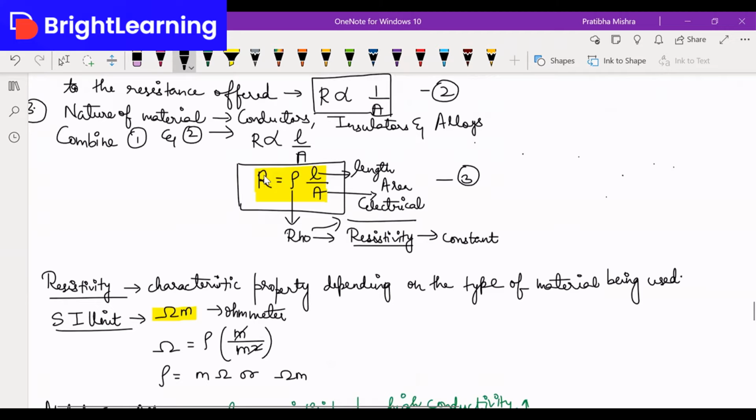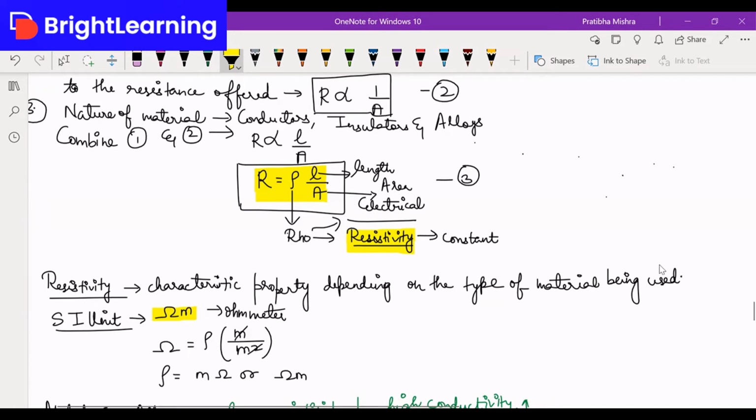R is the resistance. Rho is the resistivity, which is again a constant of proportionality, which depends on the type of material that you use. For insulators, the value of resistivity is higher. We know that, right? Because they can resist a lot of flow of electricity through them. This is called rho, and the SI unit is ohm meter. We have even derived it here.